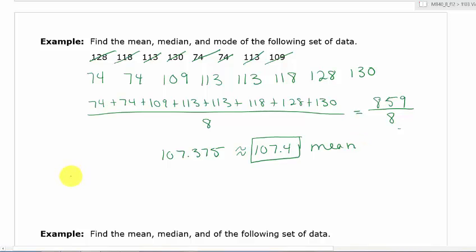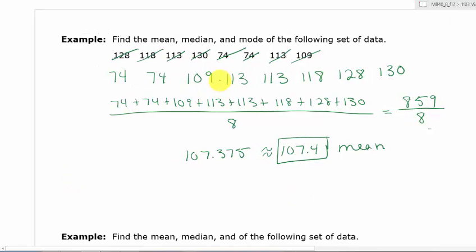Next, we want to find the median. Now this is the middle data value. There are 8 data values in our data set, and so that means that there isn't one that's exactly in the middle. So the only way you can end up with a middle data value is if you have an odd number of data. So if we had 9 data values or 11 data values or 101 data values, then we would have an exact middle data value. But in this set of data, we don't.